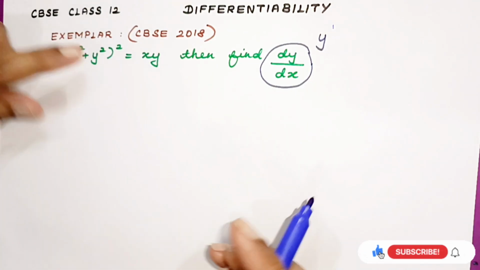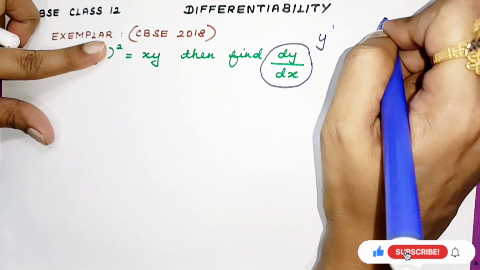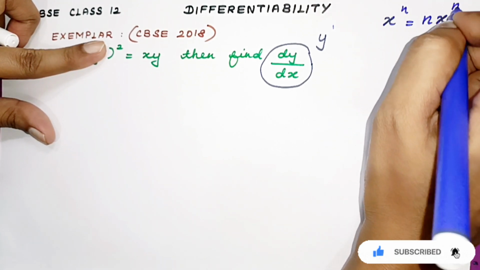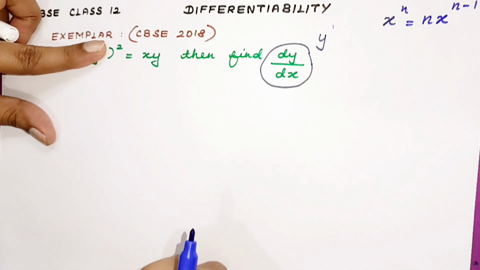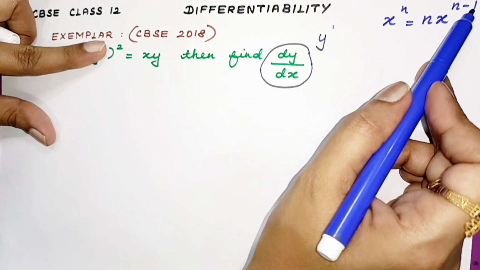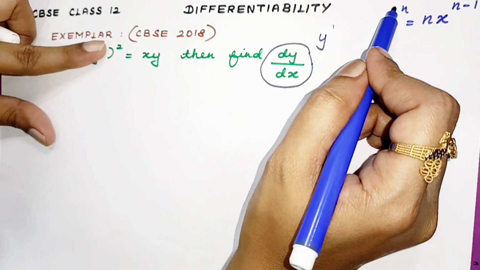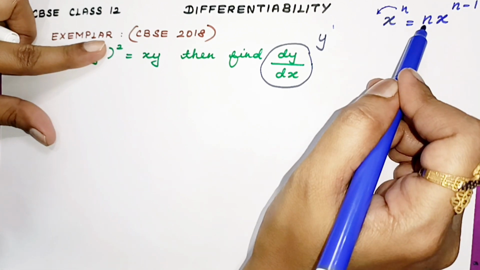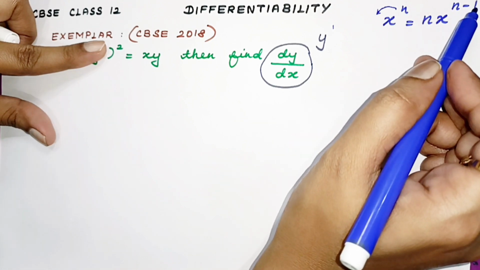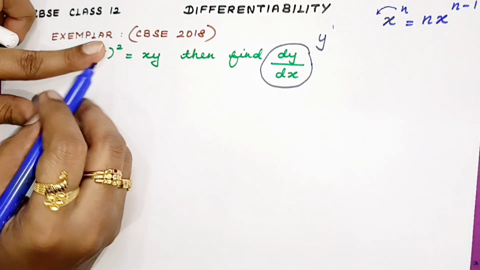So what is the differentiation formula for x power n? n into x power n minus 1. What is the formula? x power n means n into x power n minus 1. That means we have to take the power in front of the term and subtract 1 from the power. So let us see this question.